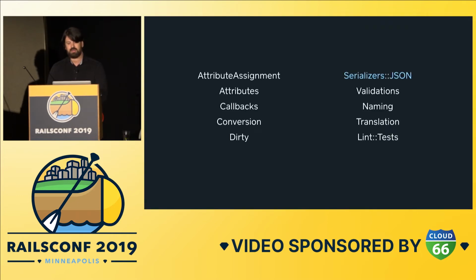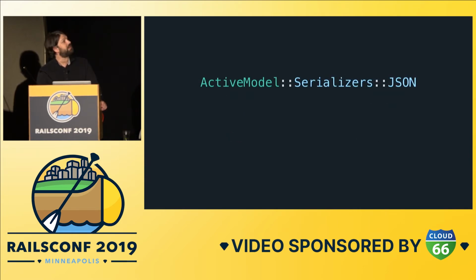So another ActiveModel module that's interesting is the serializers. This is also one that you don't get out of the box. You have to explicitly include it, but it just works. There's nothing else that you need to do to set it up. ActiveModel::Serializers without the JSON on the end is something that the JSON one includes. So if you want both, you can just include the JSON one, and you get ActiveModel::Serializers and ActiveModel::Serializers::JSON.